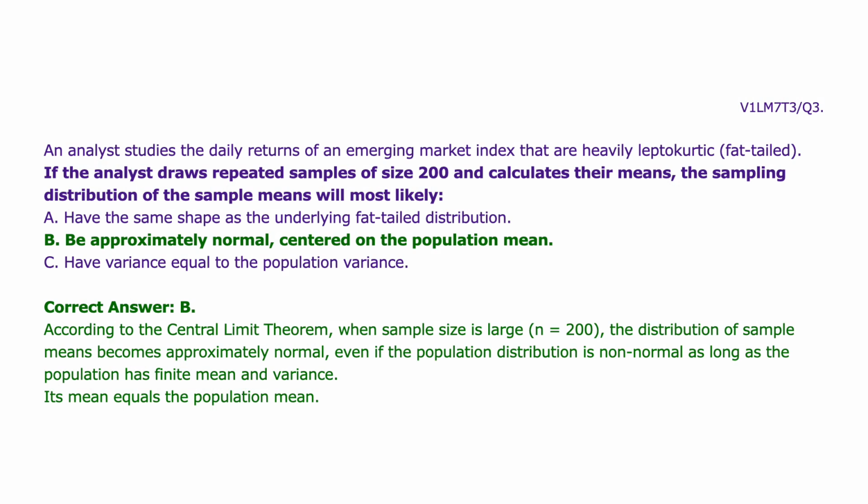By the central limit theorem, with a large sample size, n equals 200, the distribution of sample means will be approximately normal and centered on the population mean. Even though the population is fat-tailed, leptokurtic, the sample means smooth out the distribution toward normality.